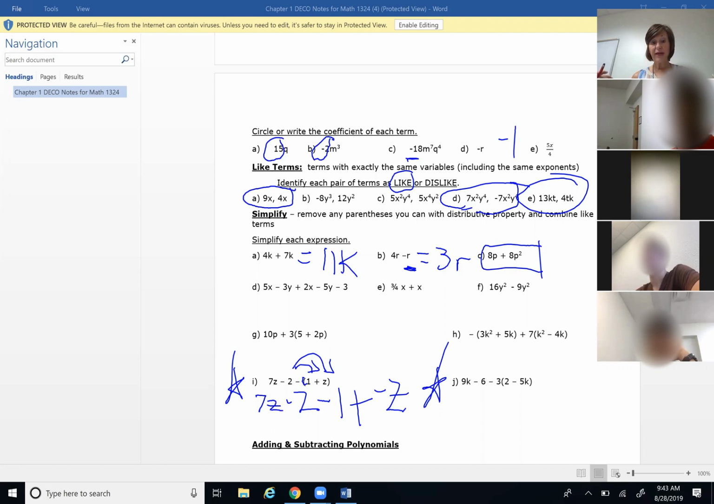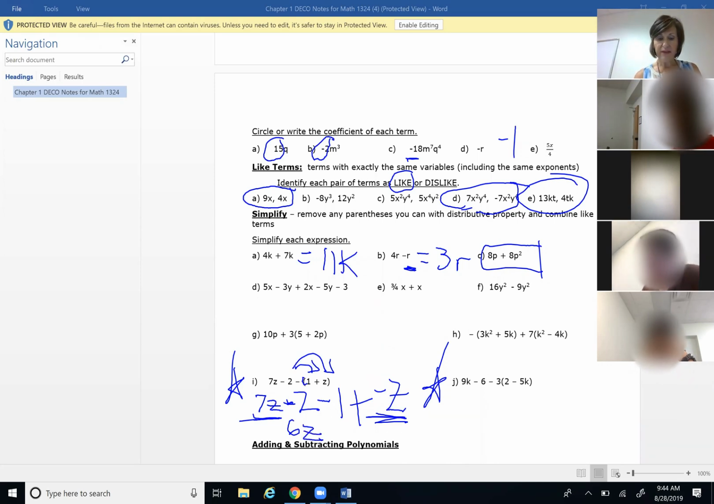Now let's look at what we have. We have 7z minus 2 minus 1 plus a -z. So what am I going to put together? I've got to look for like terms. What I have for like terms would be a z term here and a z term here. What is this 7z plus a -z going to be? 6z. I hear a 6z. Do you guys and Terrell agree? Good job. Okay, so 6z.